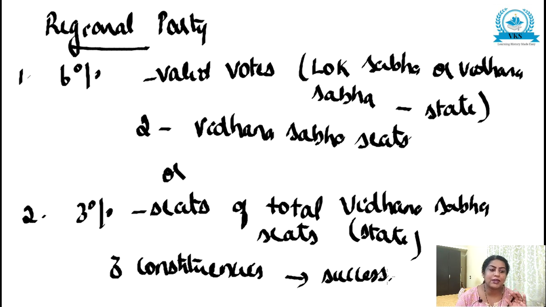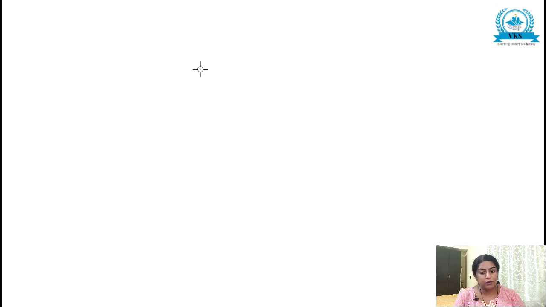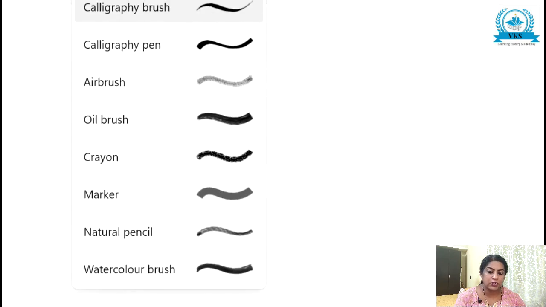I hope you are understanding. That is 6% of valid votes in Lok Sabha or Vidhan Sabha elections from the state, and 2 Vidhan Sabha seats, that is the first criterion, or 3% of the total Vidhan Sabha seats in the state, and success in at least 3 constituencies. So these were the criteria for a party to be recognized as a national or regional party. That also comes under the function or power of the Election Commission of India, recognizing a party as regional or national party.